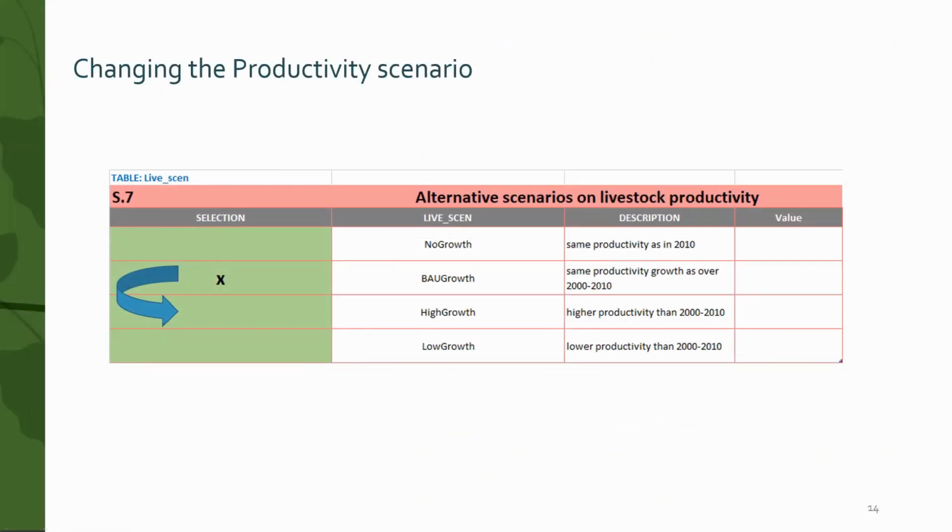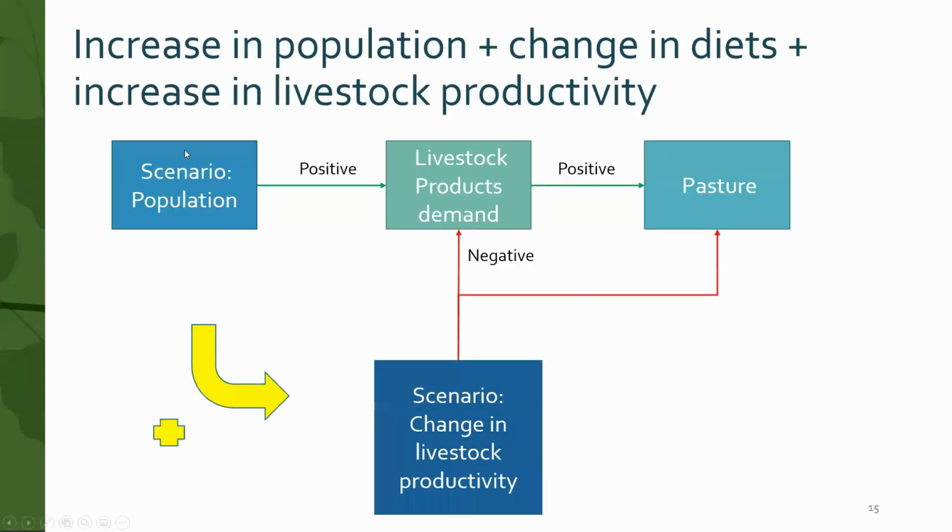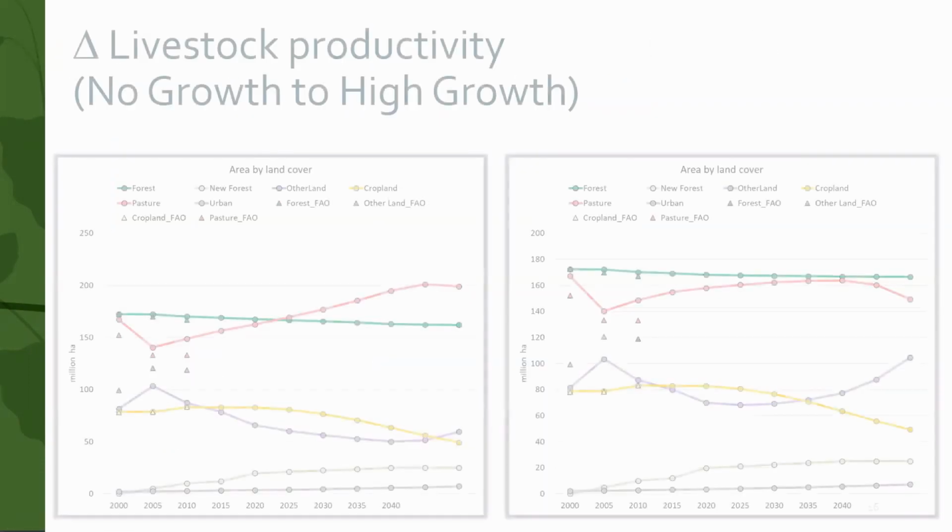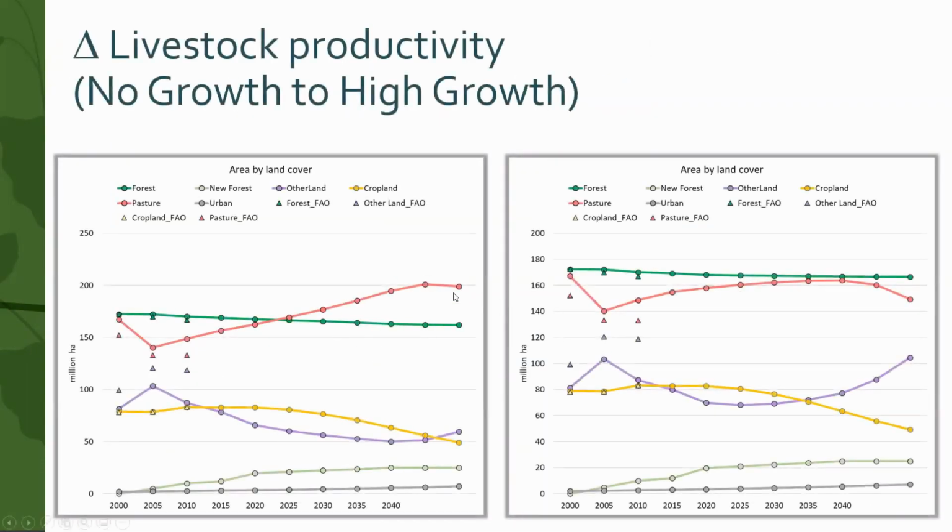Another scenario change which could mitigate the impacts of population growth on pasture is an increase in productivity. Higher population growth could lead to an increase in pasture, but this increase could be lessened by an increase in productivity in livestock production. That is, for the same unit of land, more tons of animal products could be obtained. Look at the way land changes with such different livestock productivity scenario. How can you explain the different changes in land cover?